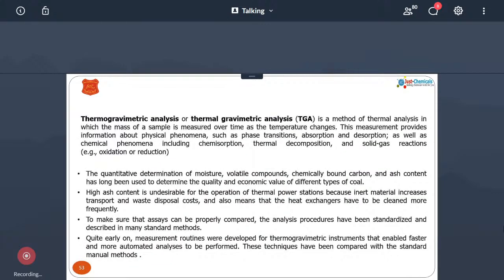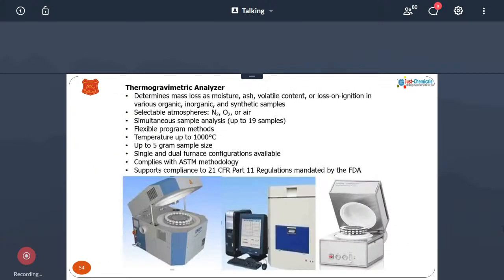And lastly, the thermogravimetric analysis is one of the systems where, if we have a very big, very huge plant and we get a lot of coal samples a day, the proximate analysis can be done through this thermogravimetric analyzer, where 24 to 50 samples can be taken in, and ash, moisture, volatile matter and fixed carbon can be found out, and this complies with the FDA mandate as well.